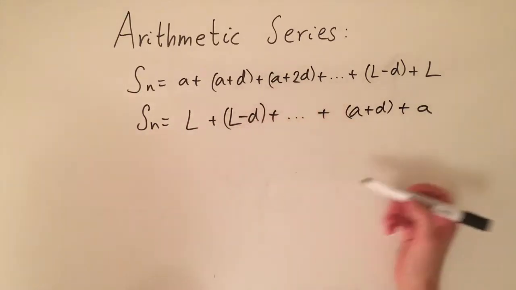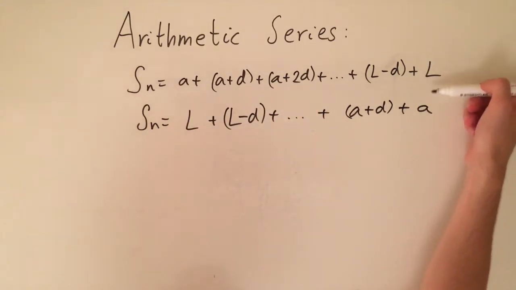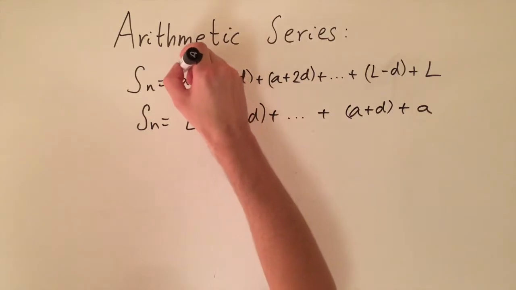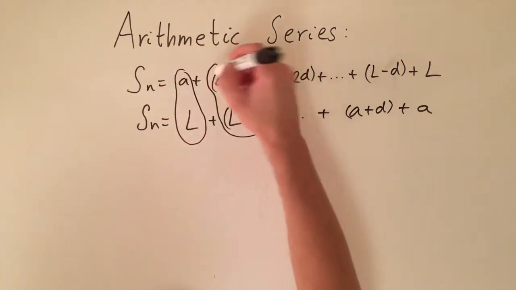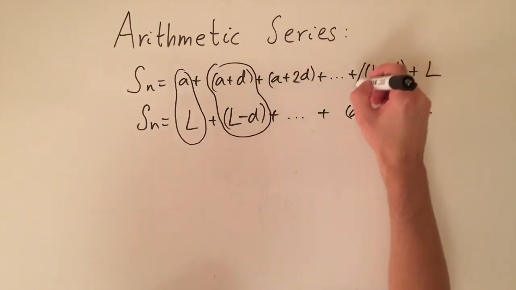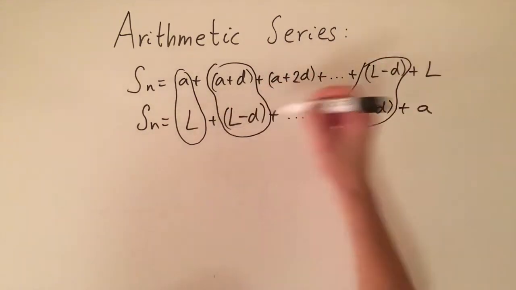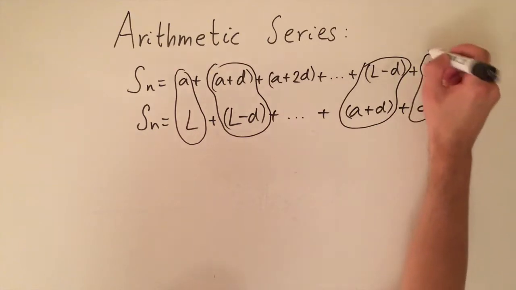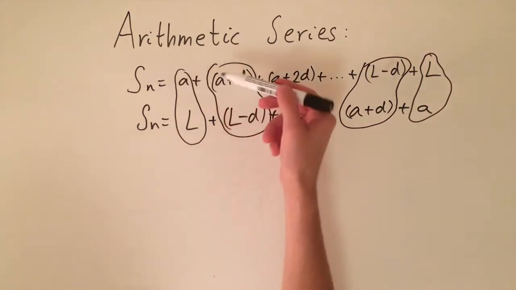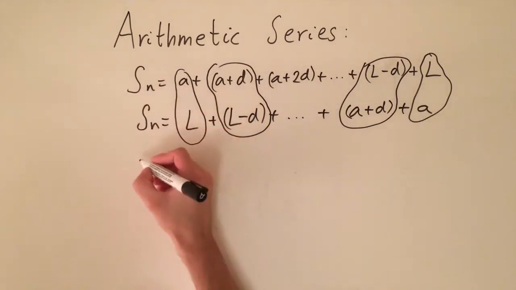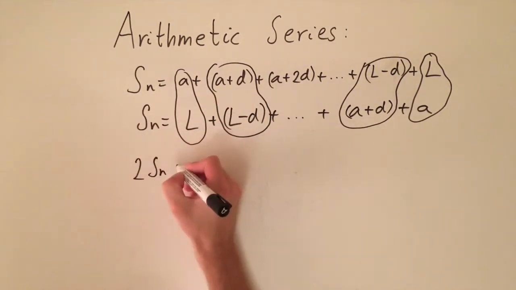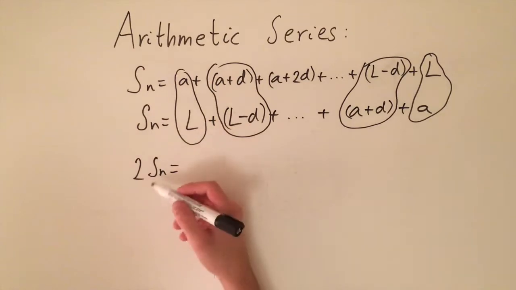And now the clever trick is to compare these two series. We're going to look at the first terms of these two series and second terms together, and then all the way down, we can look at the last two. So we do this for every pair of terms. And now we ask the question, what would happen if we were to add these two series together? So on the left-hand side, we get 2 times Sn, right? Sn plus Sn, that's 2Sn.